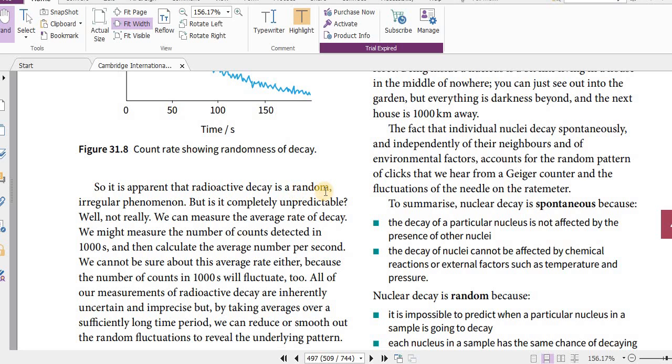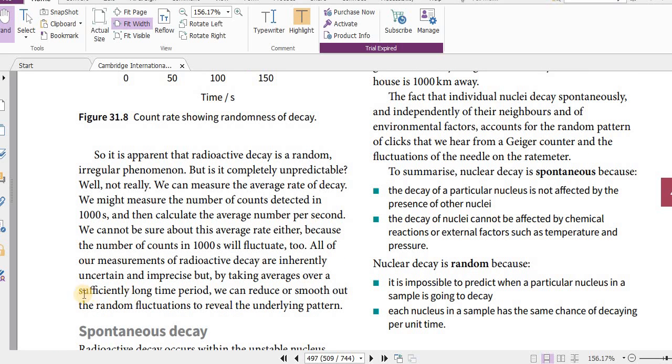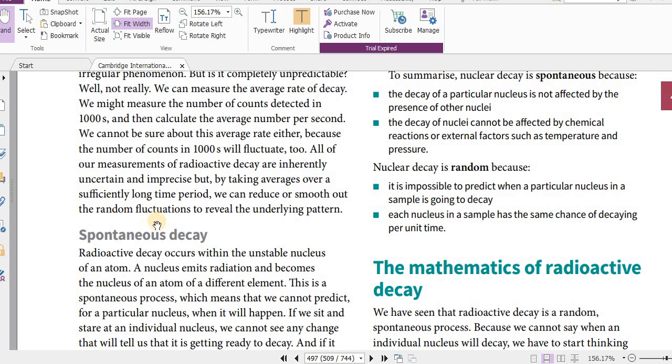So it is apparent that radioactive decay is a random, irregular phenomenon, but is it completely unpredictable? Well, not really. We can measure the average rate of decay. We might measure the number of counts detected in 1000 seconds and then calculate the average number per second. We cannot be sure about this average rate either, because the number of counts in 1000 seconds will fluctuate too. All our measurements of the radioactive decay are inherently uncertain and imprecise, but by taking averages over a sufficiently long time period, we can reduce or smooth out the random fluctuations to reveal the underlying pattern.